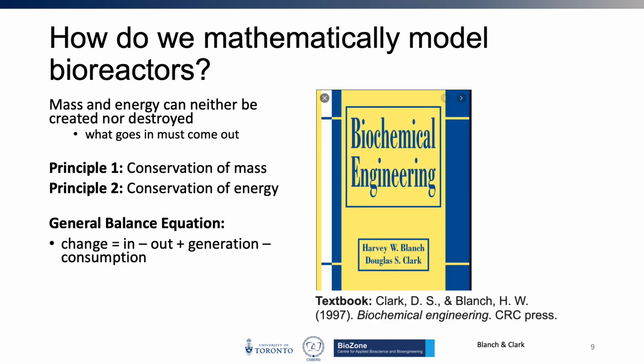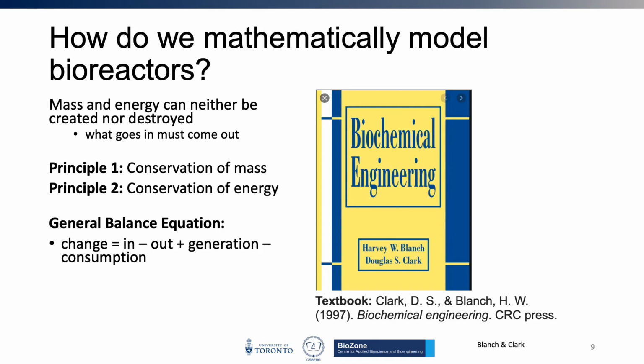So how do we mathematically model bioreactors? You use a general concept that we learned in chemical engineering, or even before that, in physics: that mass and energy can neither be created nor destroyed. So what goes in must come out. And this leads to two principles: the conservation of mass, and the second principle, the conservation of energy.